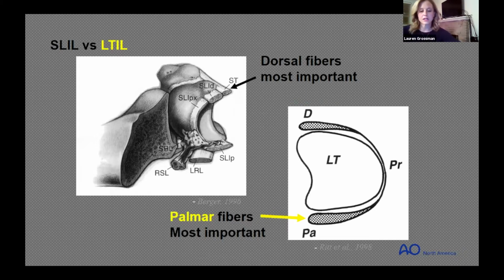And recent studies have alluded to the fact that maybe that's not 100% true, or we may need to repair more than just your dorsal ligaments on your SL and so forth.